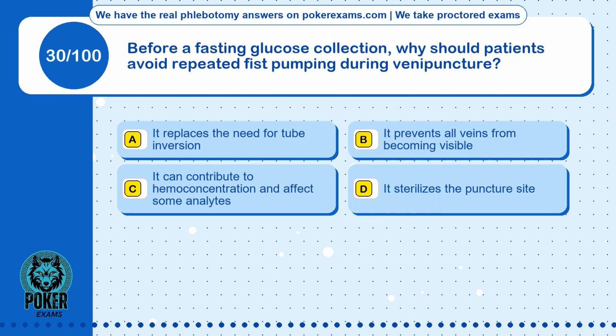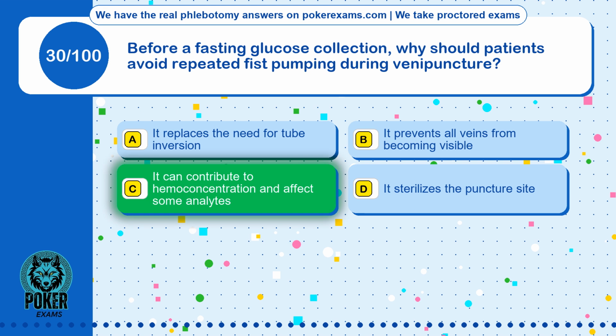Question 30. Before a fasting glucose collection, why should patients avoid repeated fist pumping during venipuncture? Option A. It replaces the need for tube inversion. Option B. It prevents all veins from becoming visible. Option C. It can contribute to hemoconcentration and affect some analytes. Option D. It sterilizes the puncture site.